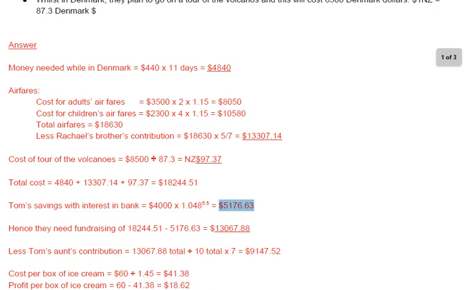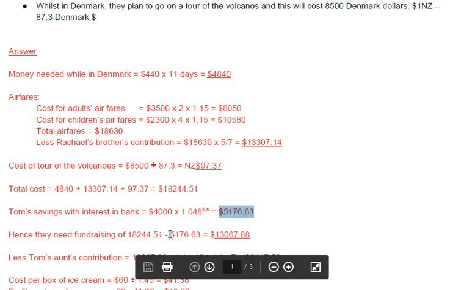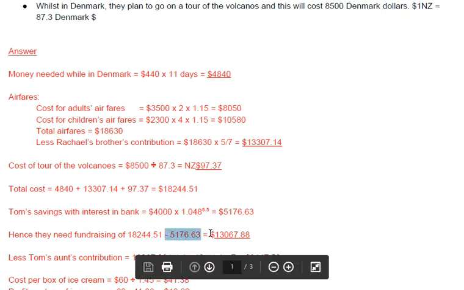All right, so we've also got the fundraising. You need to subtract that from the amount. The total cost of this trip is going to be this amount. They also have that savings there, so they don't need to save up that much. So let's take that away from the cost of the trip. Let's assume they've already paid for that, they've got the money for that anyway. So how much more money do they need to save? If we subtract the amount of money they've got in the bank from the total, then we get $13,067.88.